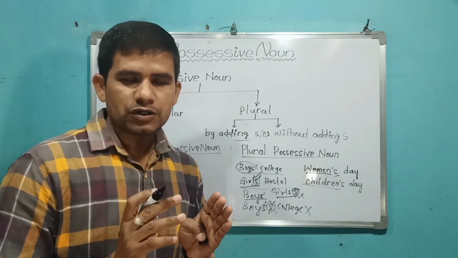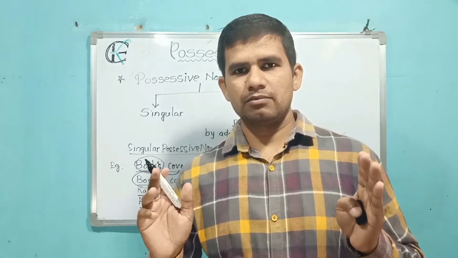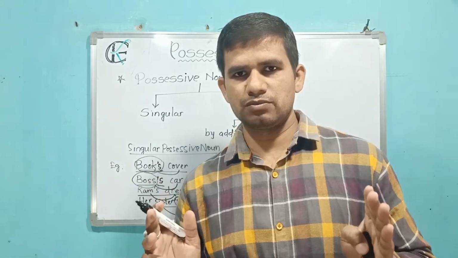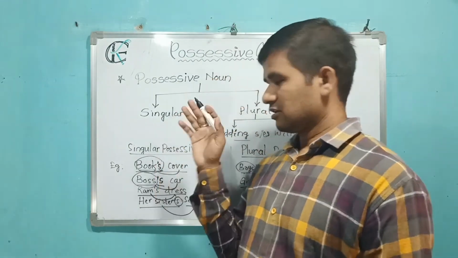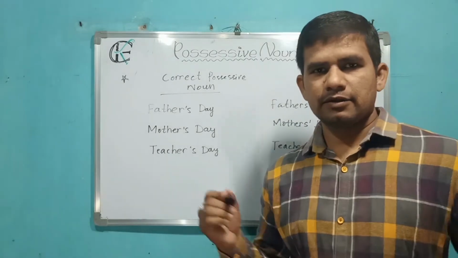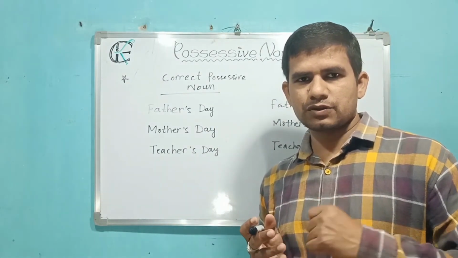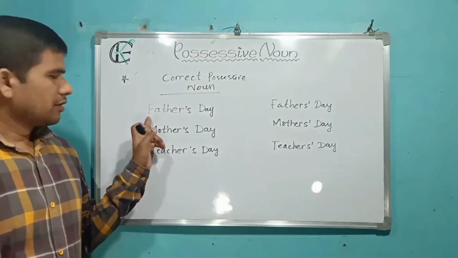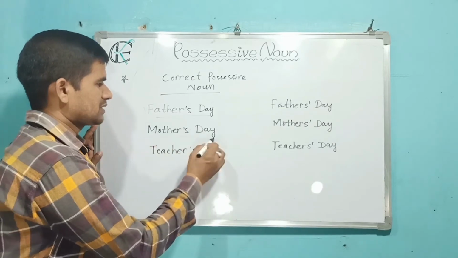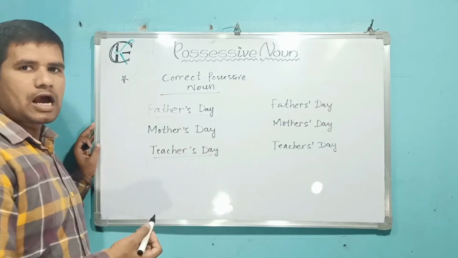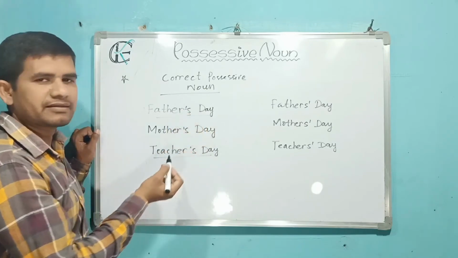And now I'm going to tell you some other points: how students make mistakes in writing possessive nouns, and what is correct and what is wrong. By seeing these examples, you will get a clear idea. See, friend, this is the most important thing. Generally, students make mistakes here. Observe these examples: Father's Day, Mother's Day, and Teacher's Day. See how I have written the apostrophe s. The apostrophe is inside.